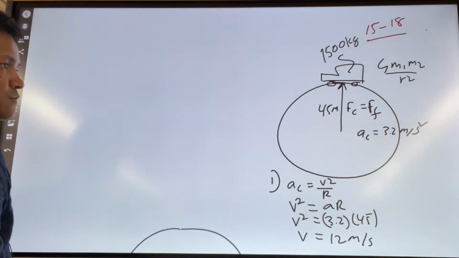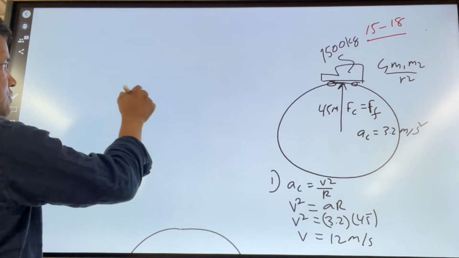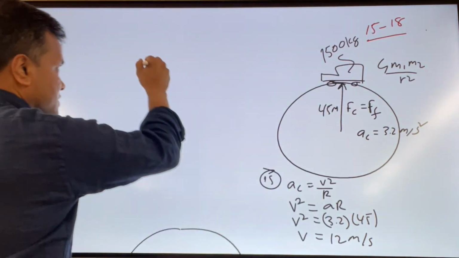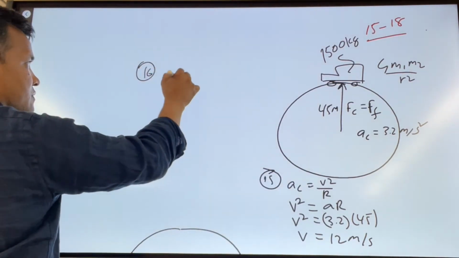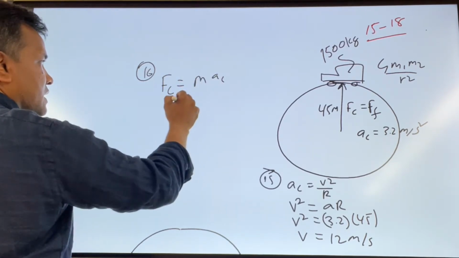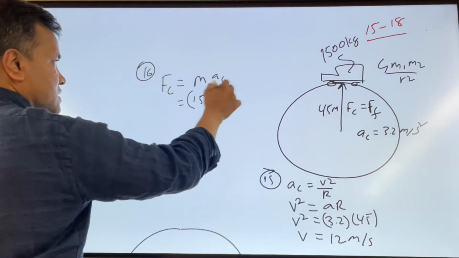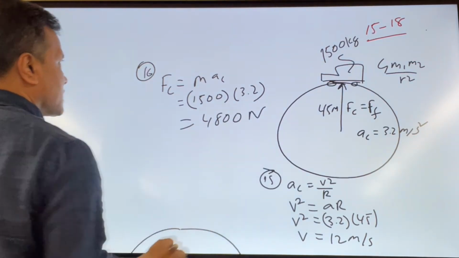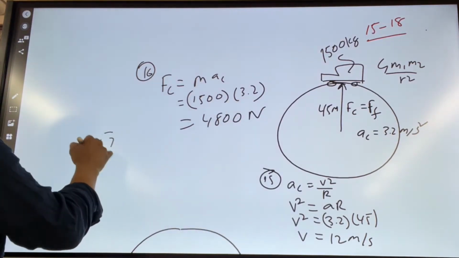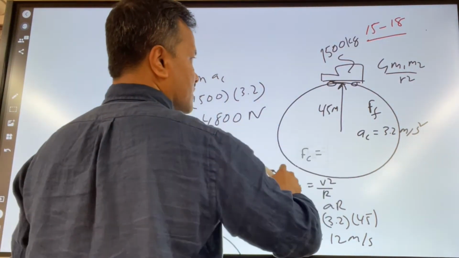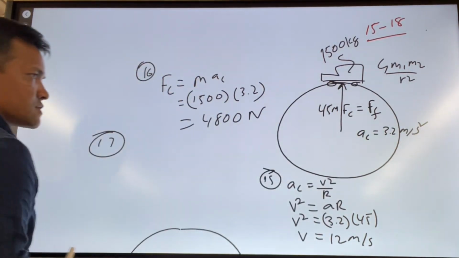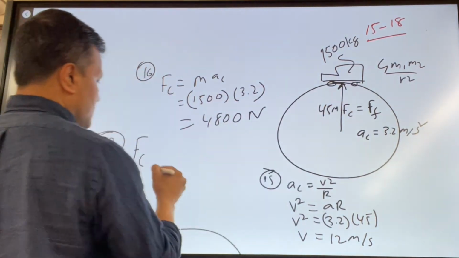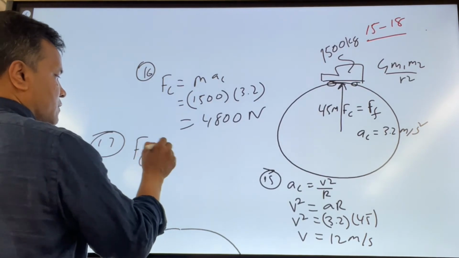Number 16, we need to find the centripetal force. Centripetal force is m a c, m is 1500 and a c is 3.2, so 4800 Newton. Number 17, we need to see what causes the centripetal force. Only the force of friction. This is caused by the force of friction.